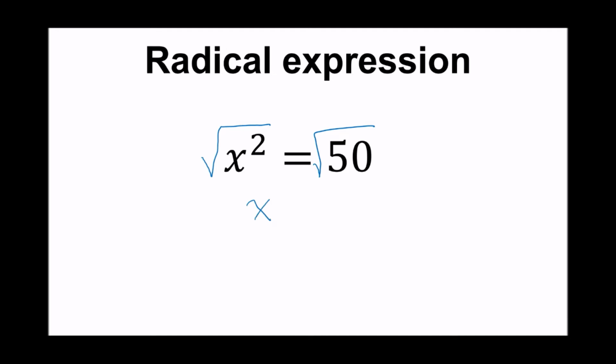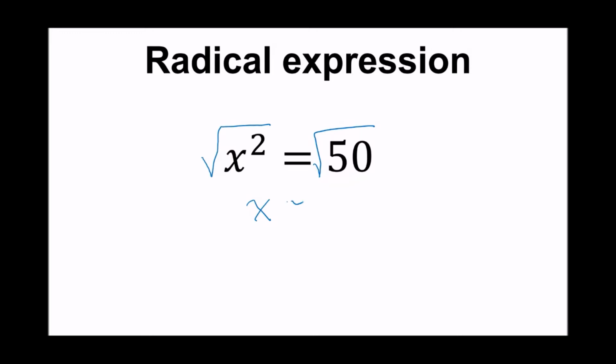Now, you may have dealt with radical expressions in the past, because you may have dealt with equations like x squared equals 50, right? And how would you solve this? How would you get the x by itself? Well, you want to cancel this square here. So to do that, you would square root both sides, right? So square root both sides. And then you get x is whatever the square root of 50 is.